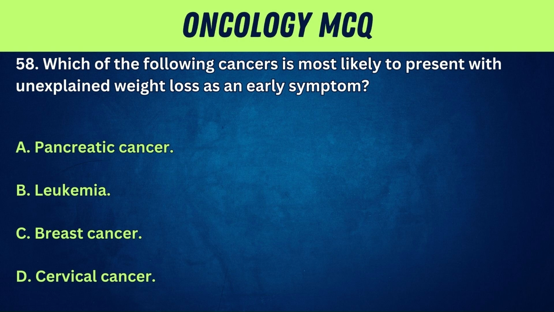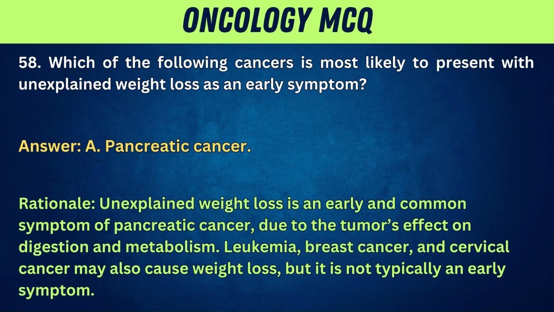58. Which of the following cancers is most likely to present with unexplained weight loss as an early symptom? A. Pancreatic cancer. B. Leukemia. C. Breast cancer. D. Cervical cancer. Answer: A. Pancreatic cancer. Rationale: unexplained weight loss is an early and common symptom of pancreatic cancer due to the tumor's effect on digestion and metabolism. Leukemia, breast cancer, and cervical cancer may also cause weight loss, but it is not typically an early symptom.